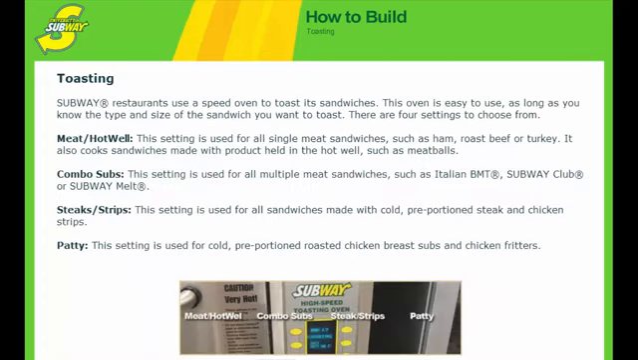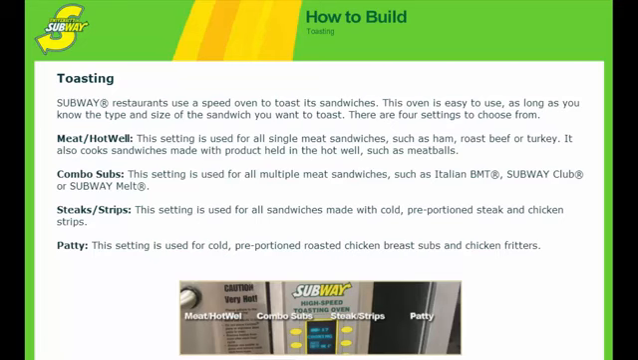Toasting. Subway restaurants use a speed oven to toast its sandwiches. This oven is easy to use as long as you know the type and size of sandwich you want to toast. There are 4 settings to choose from. Meat hot well. This setting is used for all single meat sandwiches such as ham, roast beef, or turkey. It also cooks sandwiches made with product held in the hot well, such as meatballs.